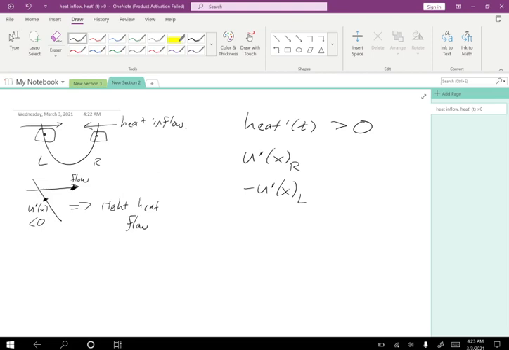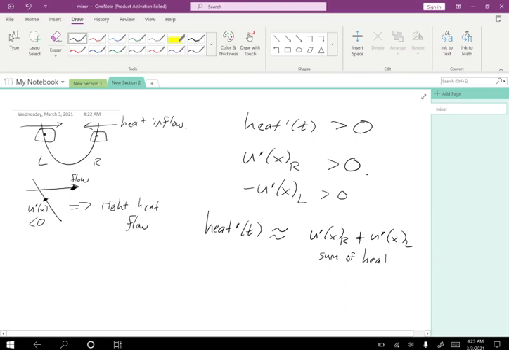So that means U prime of x on the left, we're going to put a minus sign to get a positive thing. So in general, whenever you see a bunch of positive things, there's going to be a relationship. So the heat prime of T is actually going to be proportional to U prime of x on the right side plus minus U prime of x on the left side. So in other words, it's the sum of the heat flows. Oh, I'm sorry, I just dropped my negative sign. There we go. Sum of the heat flows.